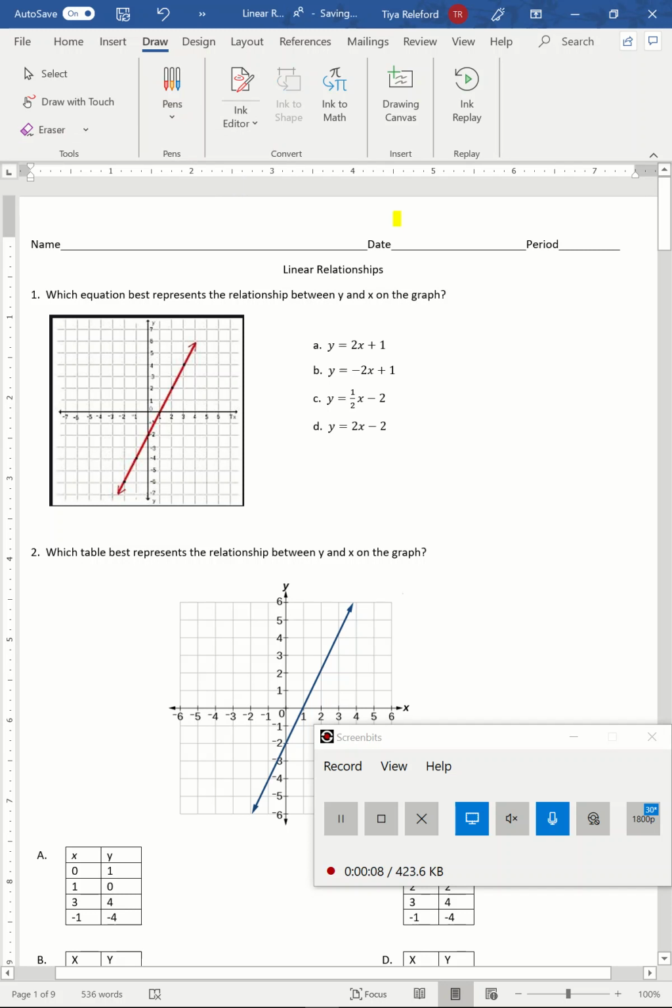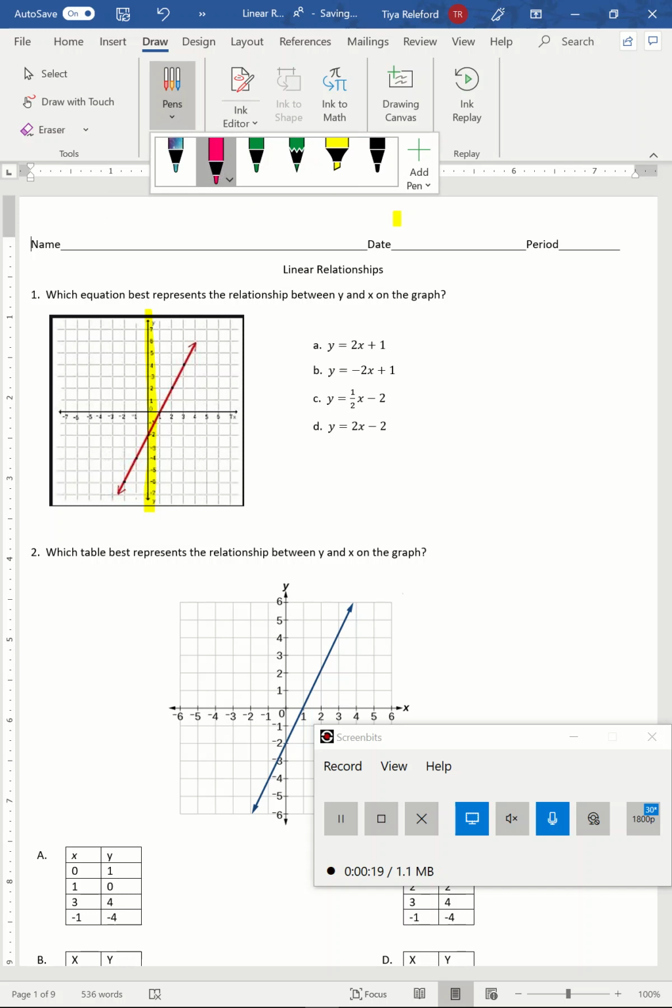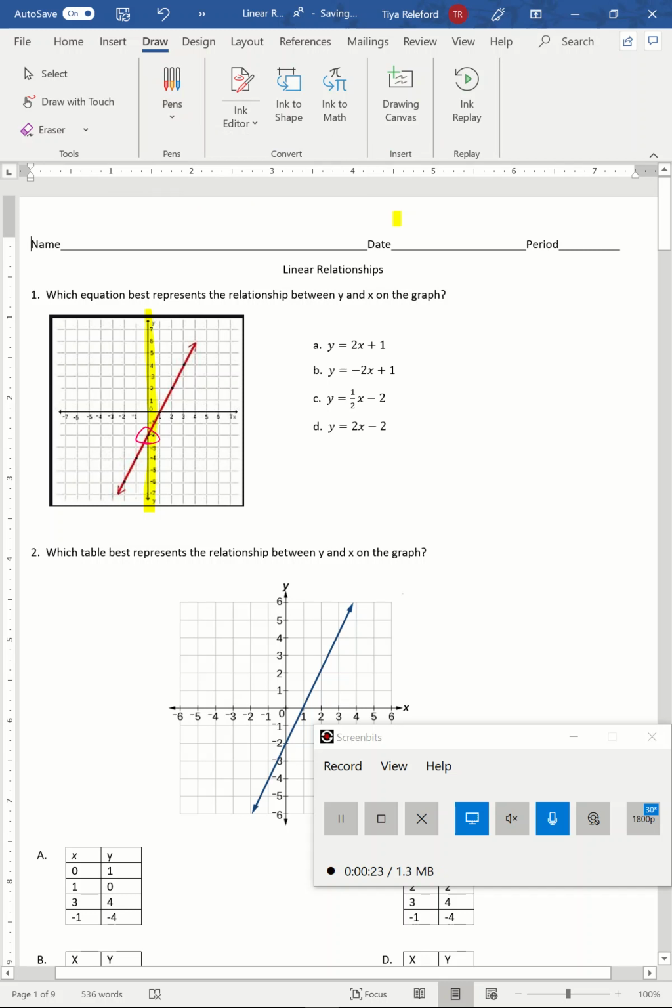Which equation best represents the relationship between x and y on the graph? First, you need to highlight the y-axis. And then if you look and you circle where that line crosses the axis, that has to be the b. So you have -2. Anything that doesn't have -2 is wrong.